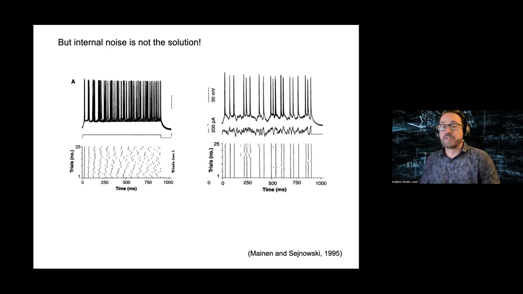So here's an experiment from 1995, Mainen and Sejnowski, a famous paper. I'll just concentrate on the right figure to make things simple. If you inject a current into the neuron, this is what you see here below.